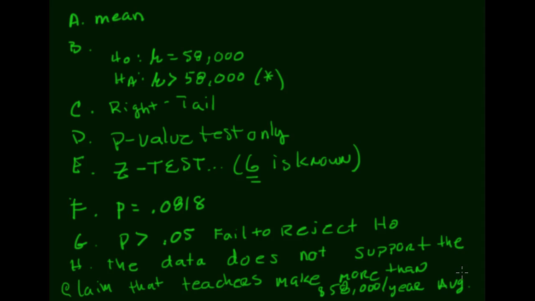Okay, so that's problem number 2. Okay, so in this problem we have a claim that the ACT composite score for someone accepted into Princeton, the mean score, is below 33. So first and foremost, this is a claim about a mean.